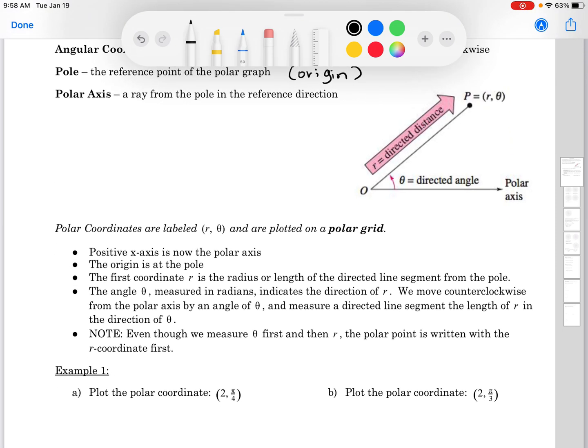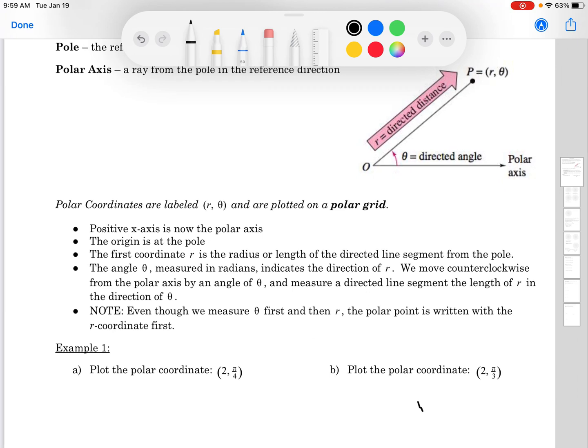Our polar coordinates are labeled r, theta, which should look somewhat familiar from the trig form of our numbers that we were just dealing with in 6.5. And these are plotted on our polar grid. So our positive x-axis is now going to be called the polar axis. Our origin is the pole.